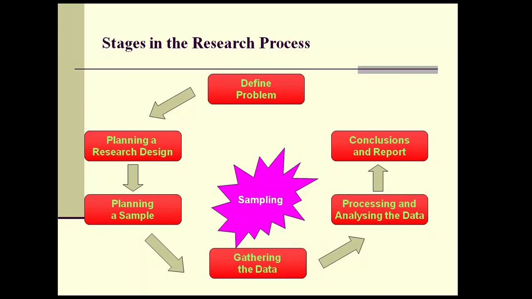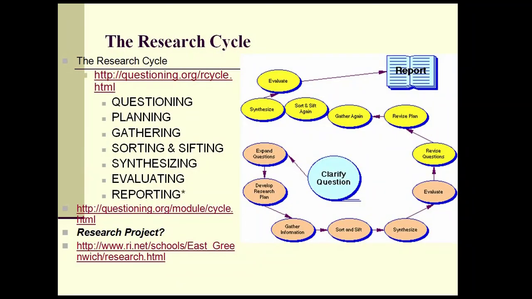Now what are the stages in the research process? First of all we define a research problem, then we plan a research design, then we plan a sample from which data is to be collected, for which we rely on different sampling methods. Then we gather the data, process and analyze the data, and we prepare the report after coming to the research conclusions.